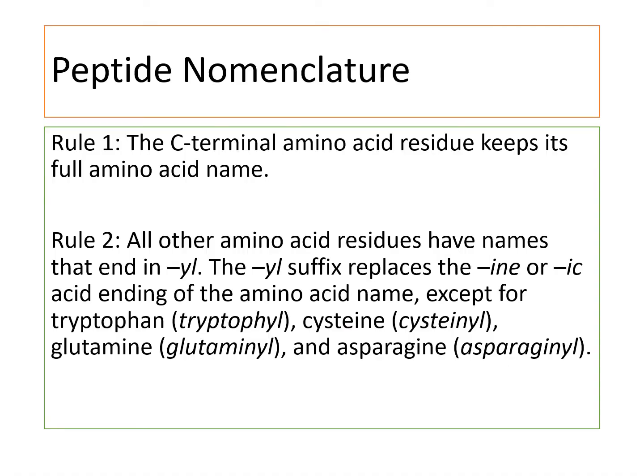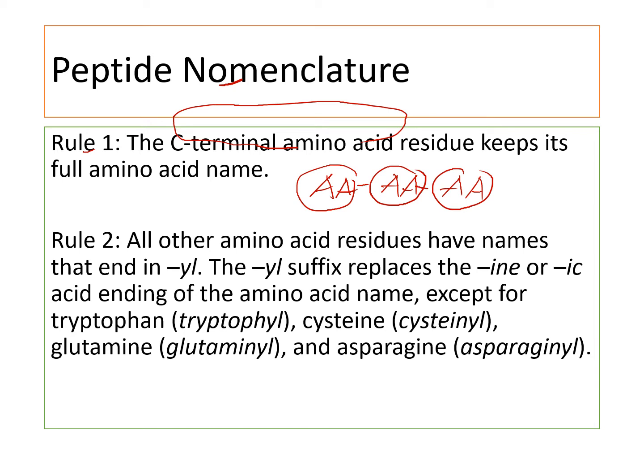Now we have to learn how to name your peptide. So naming your peptide, we have to follow some rules. Rule number 1, the C-terminal amino acid residue keeps its full amino acid name. First, let's identify what is your C-terminal amino acid. Remember that a peptide is composed of several amino acids that are bound together through peptide bonds.